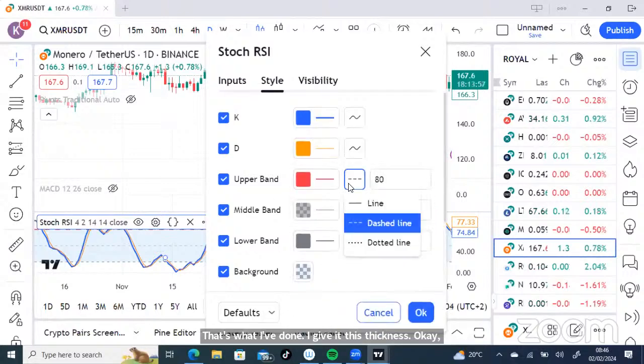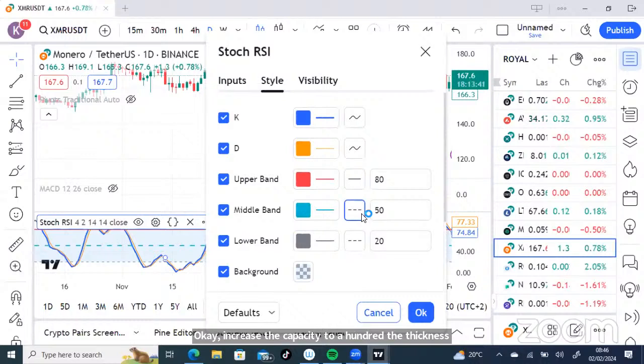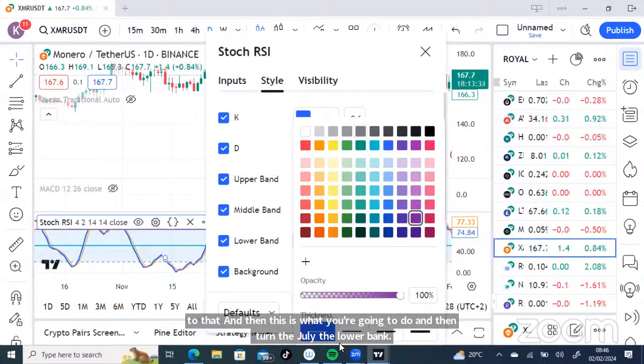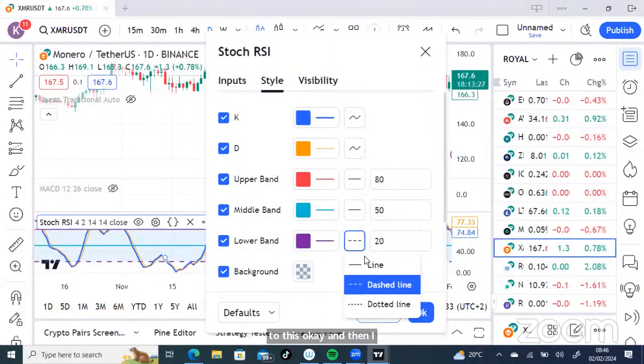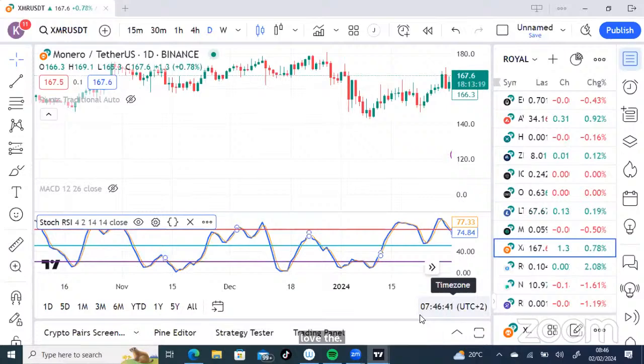Okay, this is dot. I'll turn it to line. This is the middle one. I'll give it a blue color. Increase the opacity to 100, the thickness to that, and then turn this to line. The lower band, I love the purple color. I don't know why. Give it the thickness to this, and then I turn this to line. And I don't love the background. I'll press OK. And that's what we have set up.